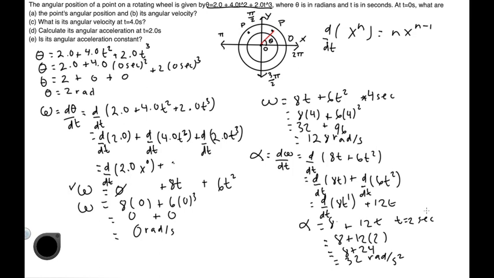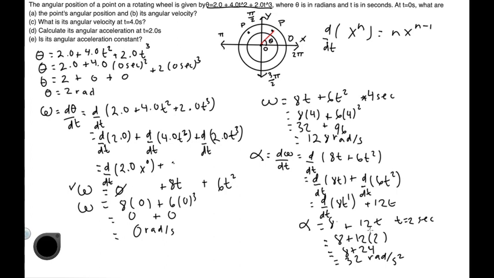So for part E, because the angular acceleration depends on the time, t, its acceleration is not constant. Its acceleration is not the same at all times, because there's a variable in the equation. The acceleration is going to vary with time. It varies based on what time we have.